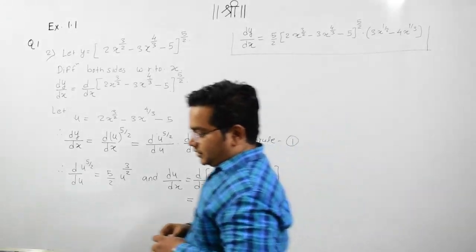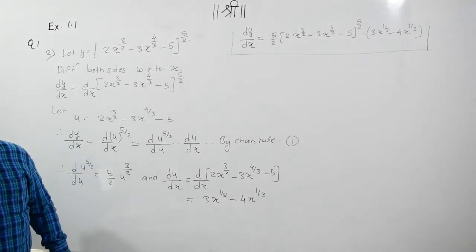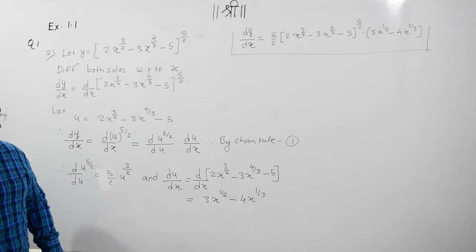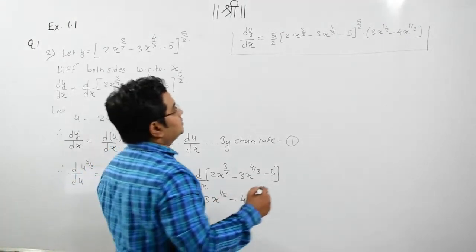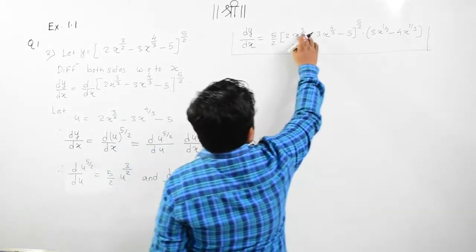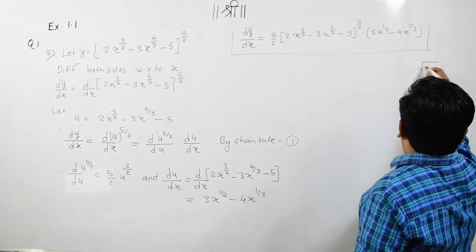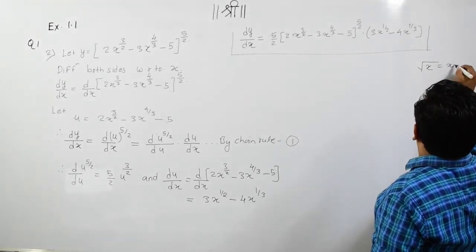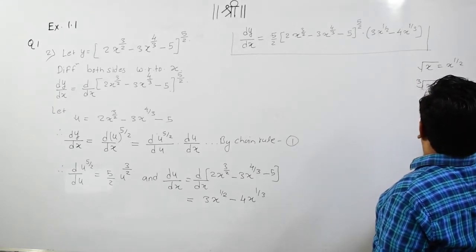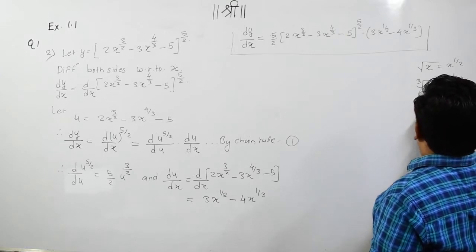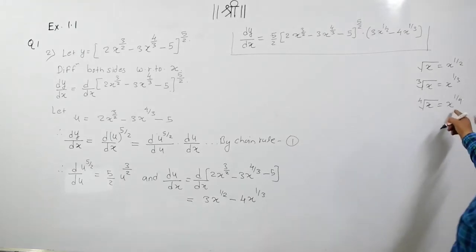Okay, hope you got it. You can check the answer, okay, this much is sufficient. Now here they have used some symbols. As I told you, the symbols simply mean something. So I would like to repeat it. Square root of x is equal to x raised to 1/2, and cube root of x is equal to x raised to 1/3. Fourth root of x is equal to x raised to 1/4.